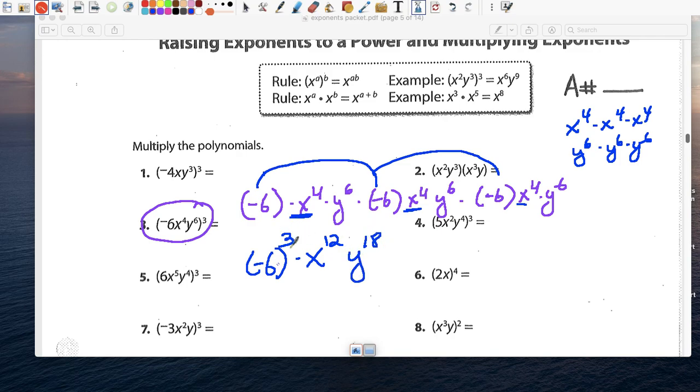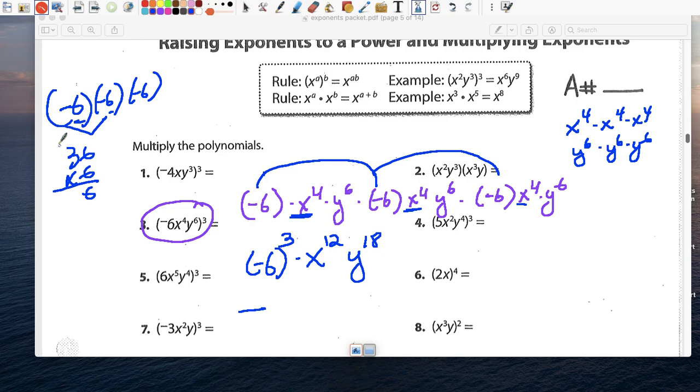So if it's a number with a relatively small exponent, which is the case here, then you can rewrite that. So what's negative 6 times negative 6 times negative 6? Well, first of all, it's going to be negative. 6 times 6 is 36, and then multiply that by 6 is going to give us, I don't know, 216. So negative 216 x to the 12th power y to the 18th. That should be your final answer.